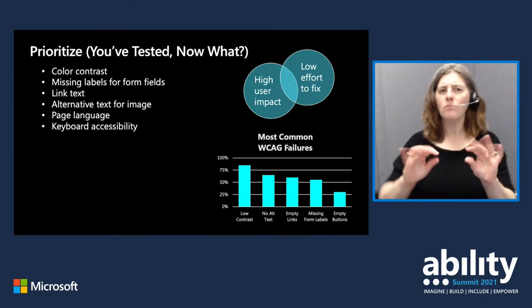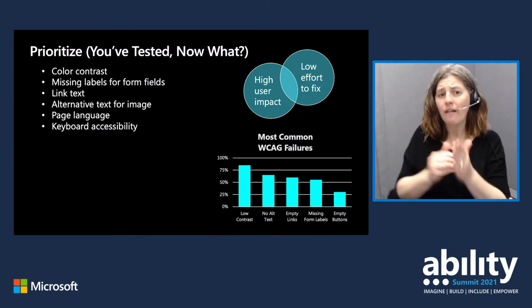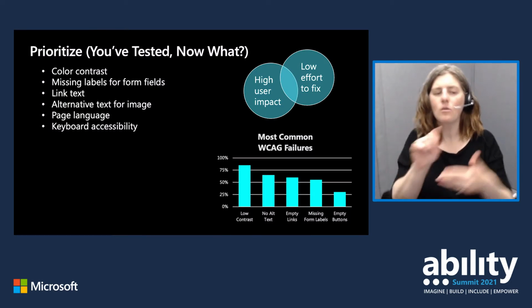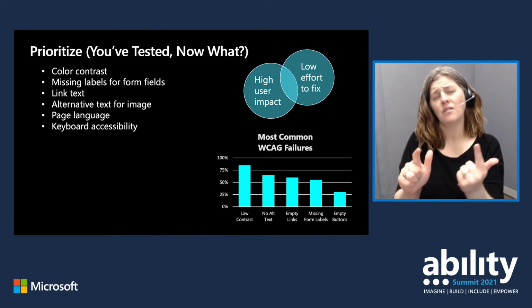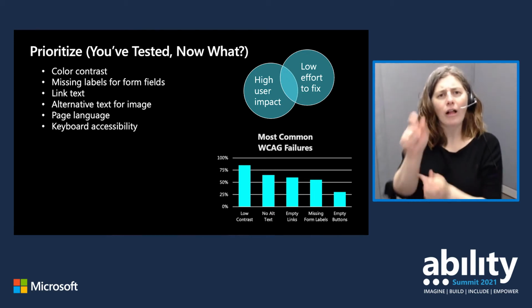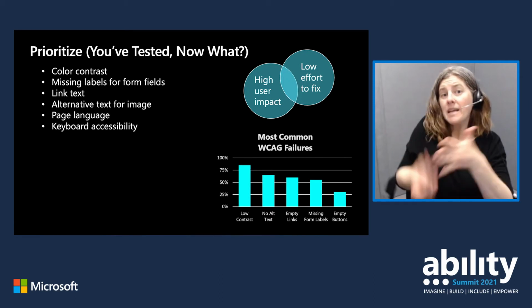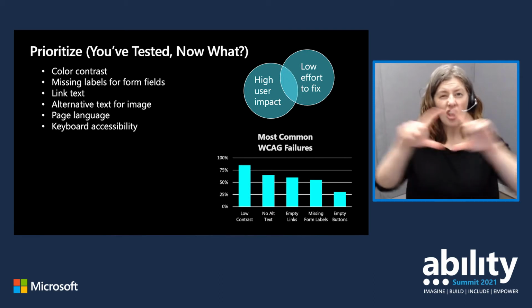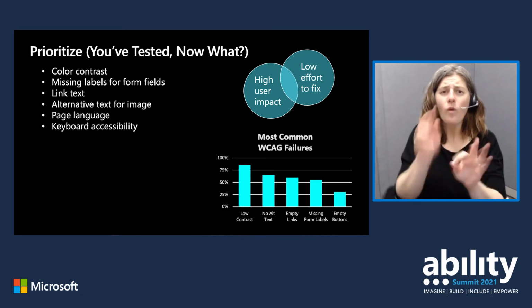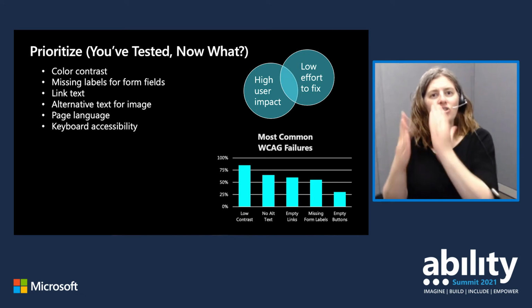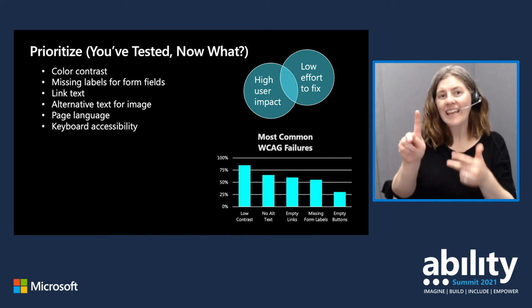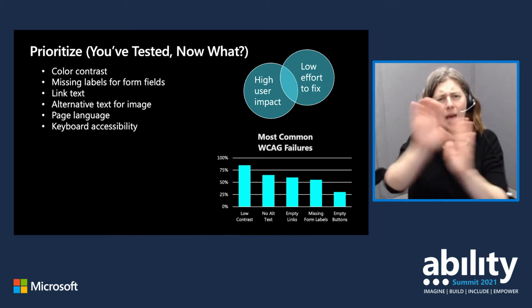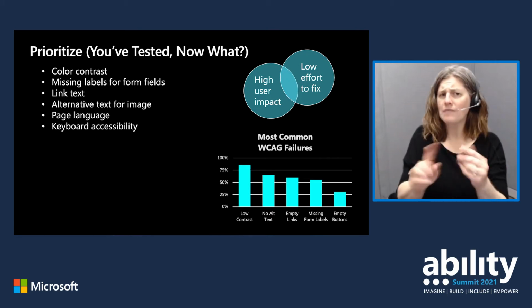The first one is color contrast. This dramatically improves readability and helps everyone. So that's a great area, and usually it's some styling adjustments that can be made. Missing labels for form fields is another one that's essential for people who use assistive technology like screen readers. The same thing applies for link text and alternative text for images. Big categories, and relatively straightforward to fix.